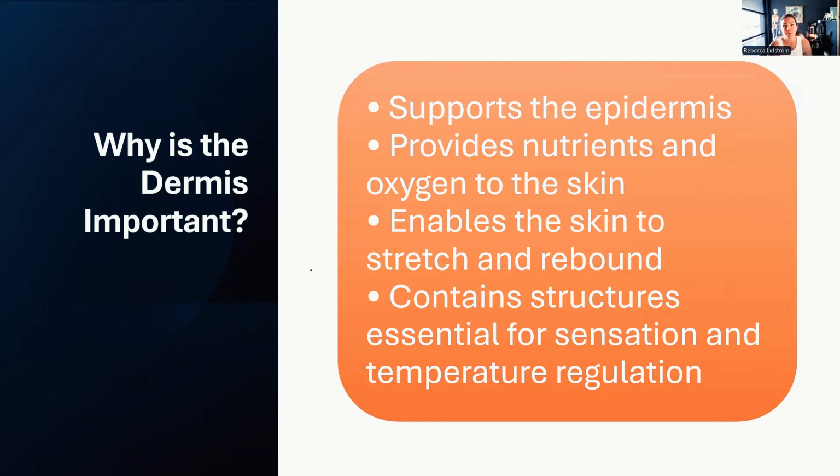First, it supports the epidermis above. It's going to help provide nutrients and oxygen to the skin. It's also going to have our different collagen fibers and elastic fibers that are going to give skin its ability to stretch and recoil or rebound. These fibers are what end up lacking as we age. It's when skin loses its elasticity, which we often see with sagging or creeping skin. The other things that we have inside of the dermis are the structures that are going to give us sensation for temperature regulation and other sensations.